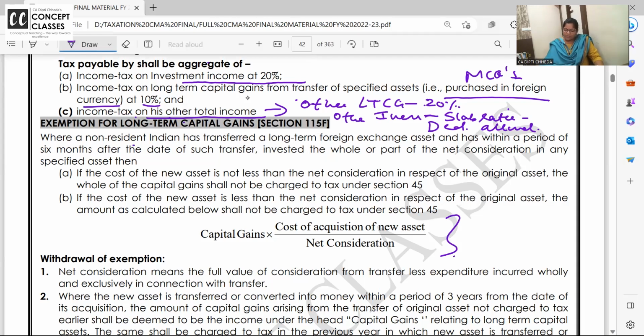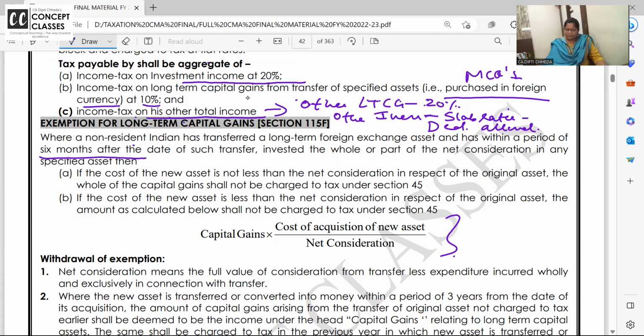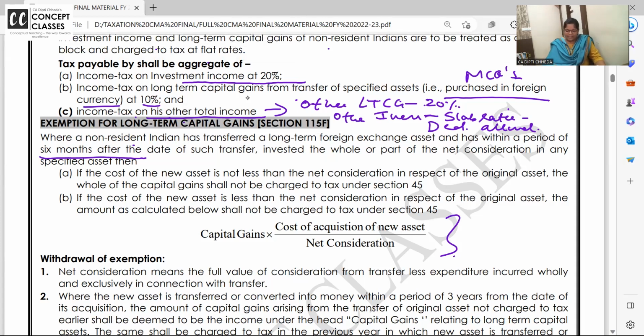Where an NRI has transferred a long-term capital asset and has, within a period of 6 months, invested (underline this: कितने time में invest करना है, 6 months) the whole or part of the net consideration in any specified asset, then if the cost of the new asset is not less than the net consideration, the whole of the capital gain is exempt. मतलब जितना आपका net sale consideration है आपने पूरा invest कर दिए तो no problem, absolutely.